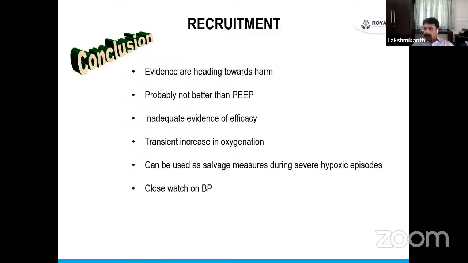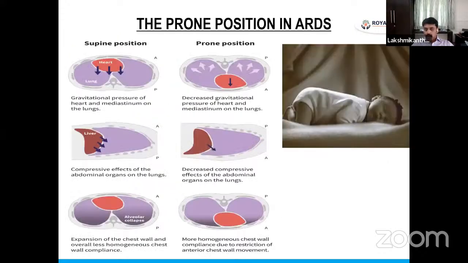Keep a close watch on BP. People can have a decrease in the preload and they can go into hypotension. And whenever you do a recruitment, set appropriate PEEP at the end of recruitment. Otherwise, your recruitment will not be useful.